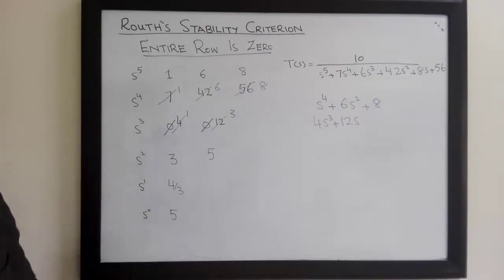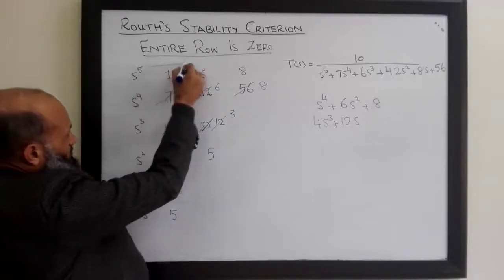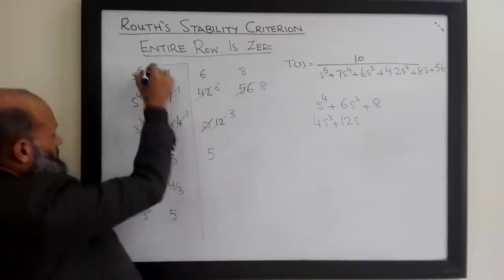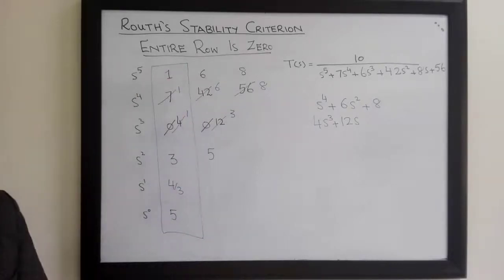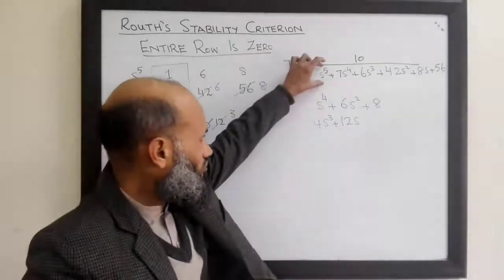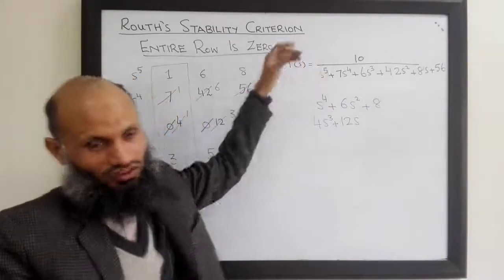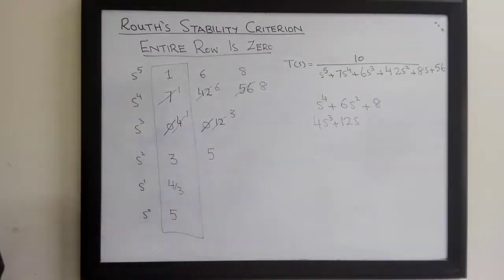Now we shall look for the sign changes in the first column, and there is no sign change in the first column. Therefore there is no root of this polynomial with positive real part, hence the system is stable.